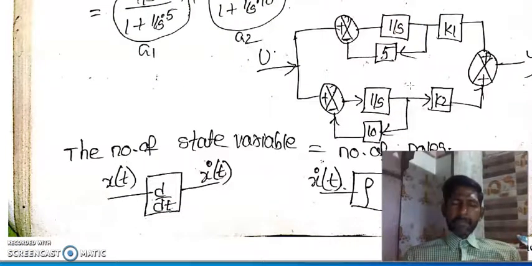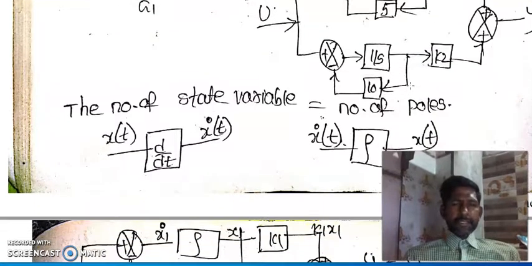Here, to represent this block diagram in the form of a state model, the number of state variables is equal to the number of poles. Here we have 2 poles, so we will get 2 state variables.